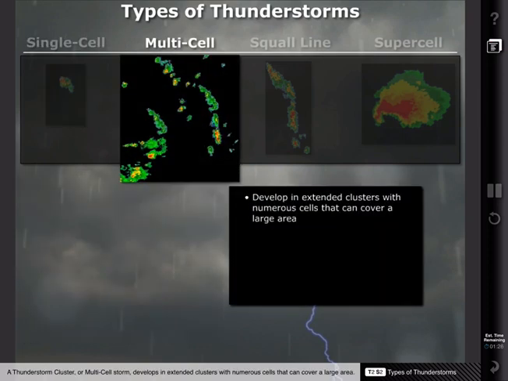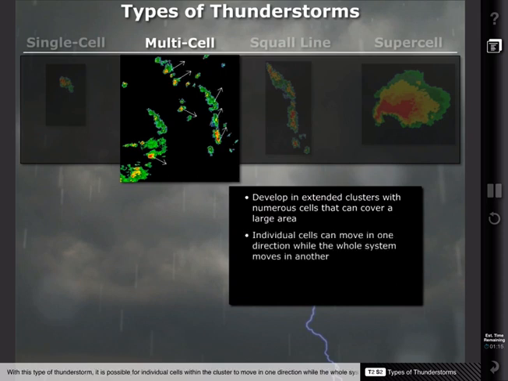A thunderstorm cluster or multi-cell storm develops in extended clusters with numerous cells that can cover a large area. With this type of thunderstorm, it is possible for individual cells within the cluster to move in one direction while the whole system moves in another.